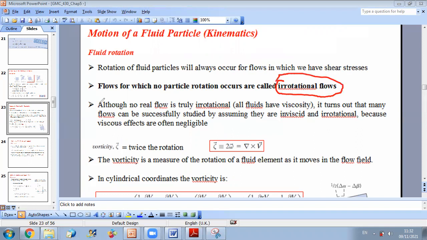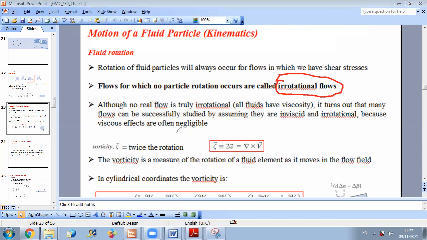Now, although no real flow is truly irrotational because you always have a certain viscous effect, it turns out that many flows can be successfully studied by assuming they are inviscid and irrotational because viscous effects are often negligible.